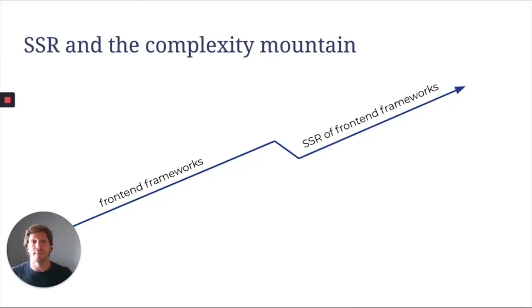Remember the complexity mountain from earlier? I think a perfect example of climbing this complexity mountain is the recent fashion for SSR, using frameworks like Next, Nuxt, and Gatsby. This approach supposedly helps with performance and SEO. But it's all kind of circular.